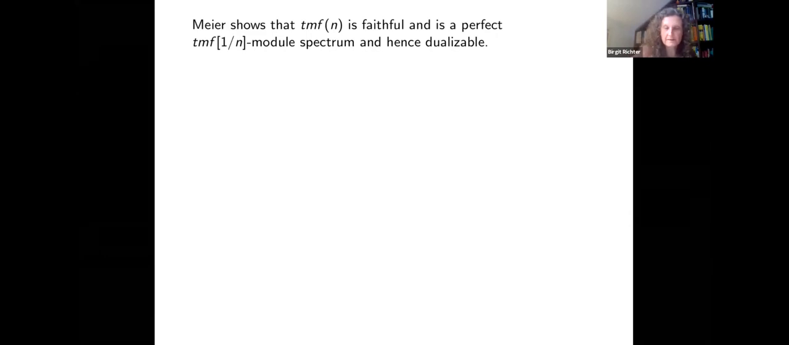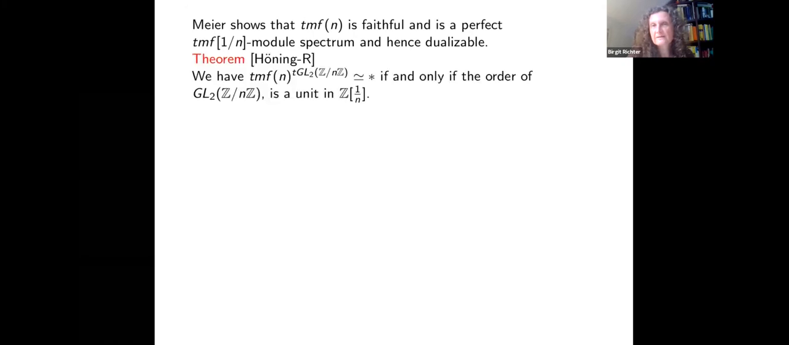So, and then there are some fun things. If you like a bit of combinatorics and playing around with Möbius functions and so on, then this might appeal to you. If we pass to the connective versions of level n structures for elliptic curves, then Lennart actually showed that this is faithful and perfect as a tmf-module. So in particular, it's dualizable and faithful. So this makes sense.